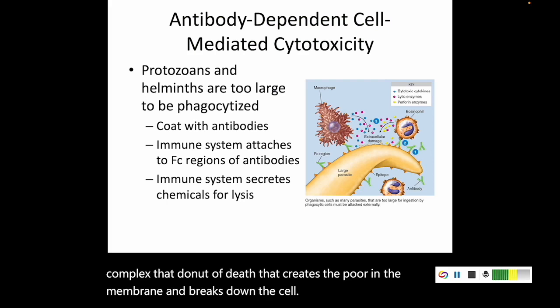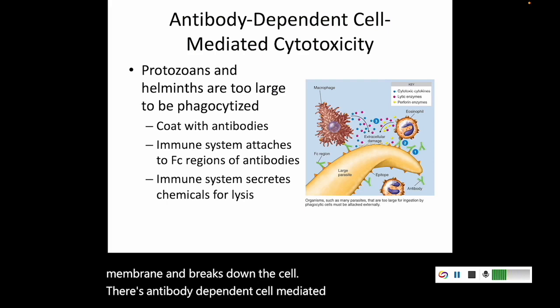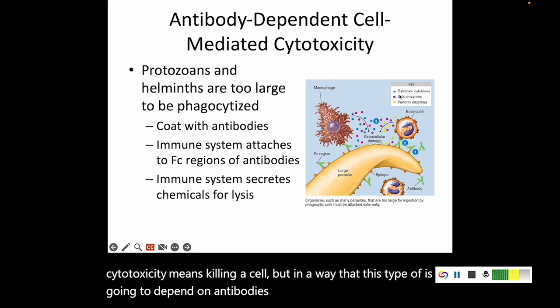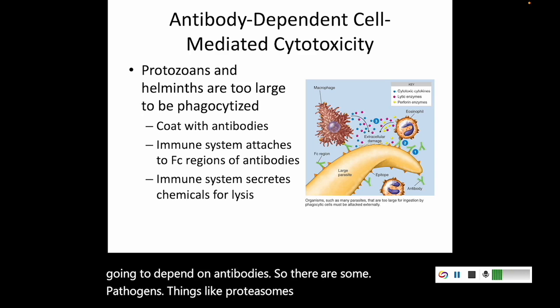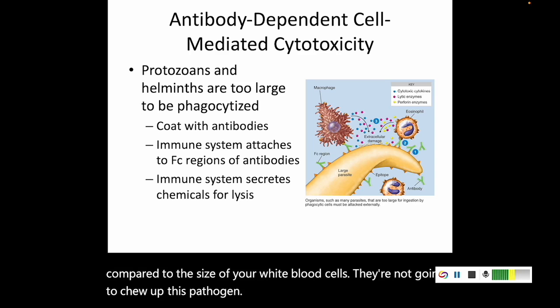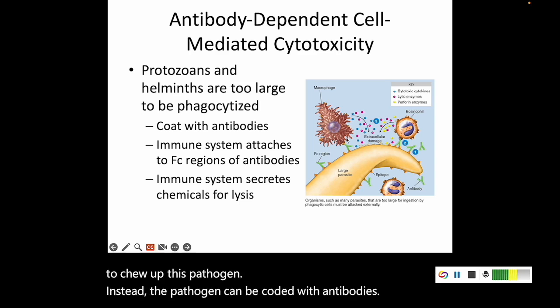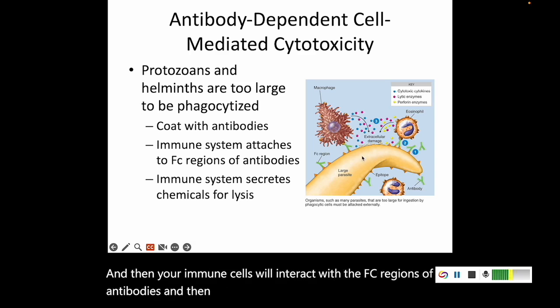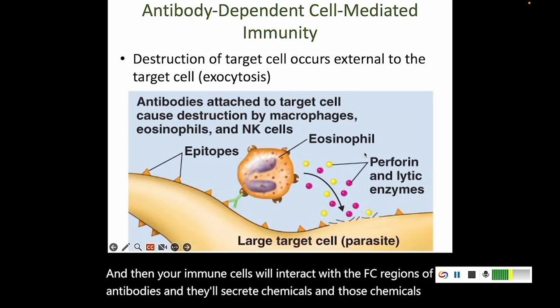There's antibody-dependent cell-mediated cytotoxicity. Cytotoxicity means killing a cell, but this type is going to depend on antibodies. There are some pathogens, things like protozoans and helminths, that are just too big to be phagocytosed. Look at the size of this worm compared to the size of your white blood cells. They're not going to chew up this pathogen. Instead, the pathogen can be coated with antibodies, and then your immune cells will interact with the Fc regions of the antibodies, and they'll secrete chemicals, and those chemicals will lyse or break down the cell.